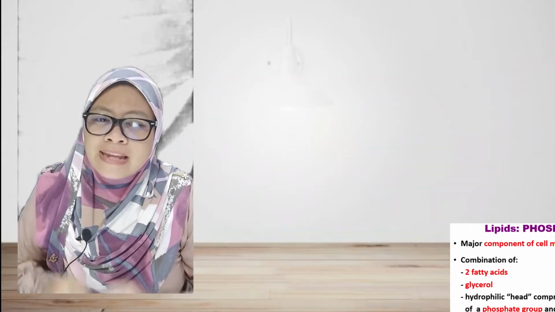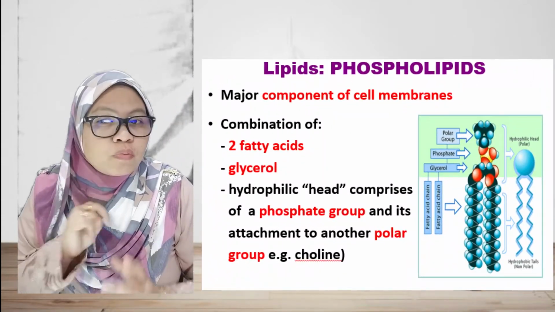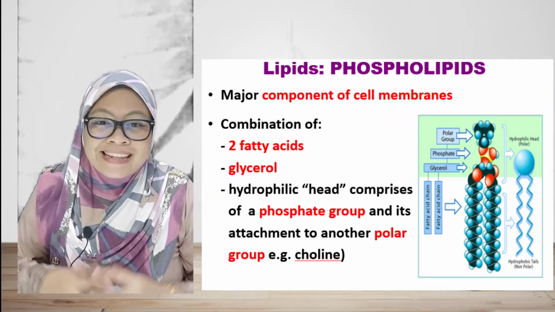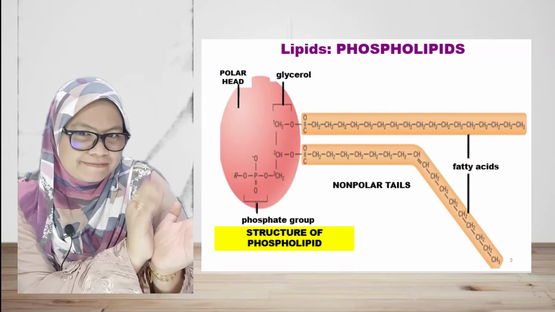Second type of lipid is phospholipid. And as you know, phospholipid is the major compound that makes up a cell membrane. And this phospholipid is made up of 2 molecules of fatty acid, 1 molecule of glycerol, and 1 phosphate group that attaches to a polar group, for example choline. So let's take a look at the structure of phospholipid.